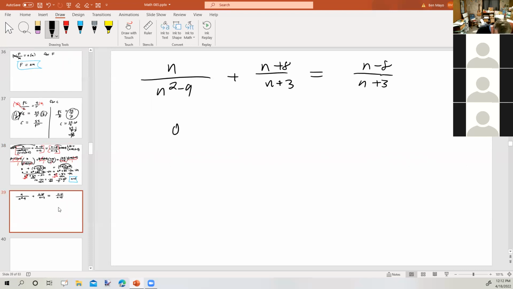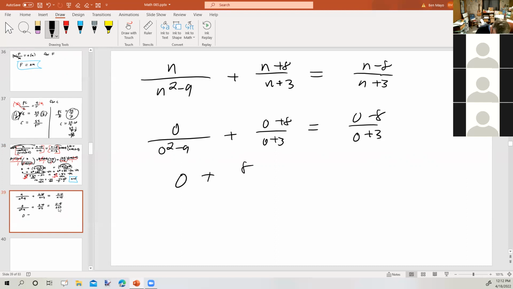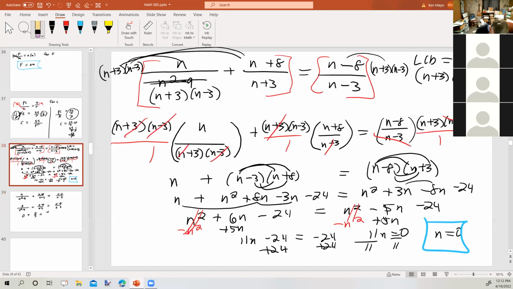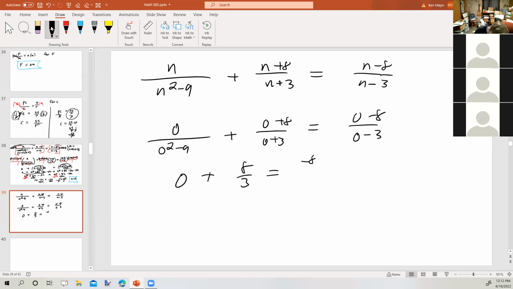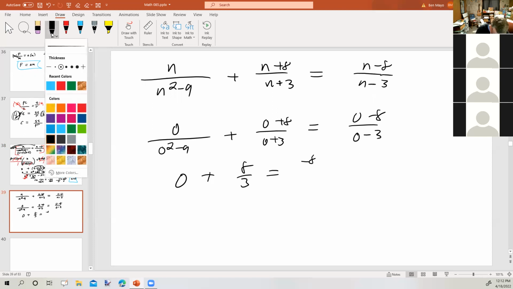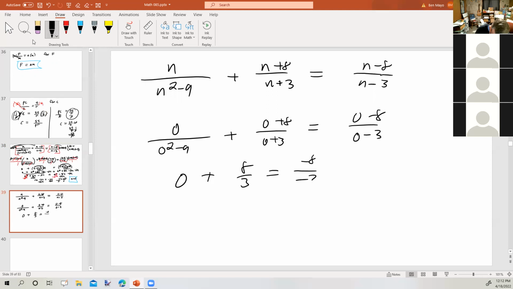So if n is 0, we have 0 plus 8/3 equals, oops, wait a second. I copied this wrong. Pretty sure that's a minus. Yeah, okay. So then we've got negative 8 over negative 3. And negative divided by negative is positive. So it checks.